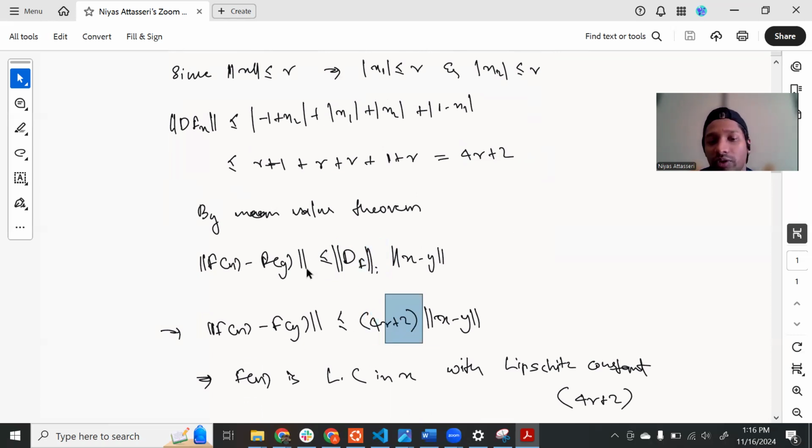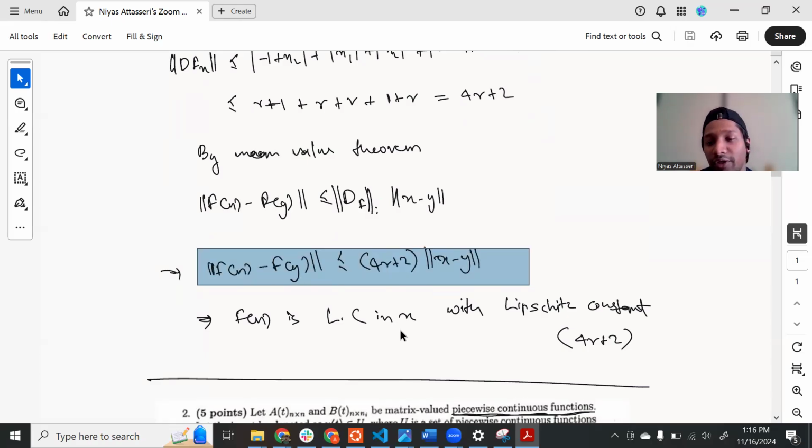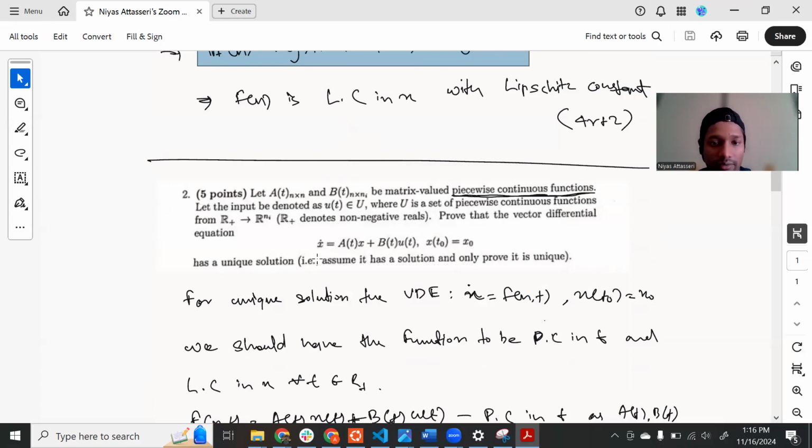So without changing the inequality, we can write this expression as the norm of f of x minus f of y is less than or equal to 4r plus 2 multiplied by the norm of x minus y. Now, this is basically the expression for Lipschitz continuity. And by Lipschitz continuity, we know that if we have this expression, then the function is Lipschitz continuous, and this constant value is the Lipschitz constant. So the Lipschitz constant is given by 4r plus 2. That's what we are asked to find in this question. So let's move forward.